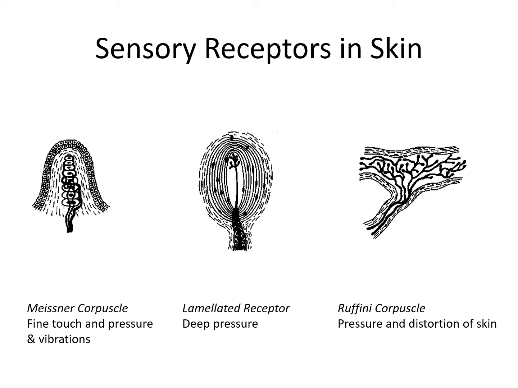So if you fall and skin your knee, for instance, that stretch or distortion that occurs with the scrape can be detected by one of these Ruffini corpuscles.